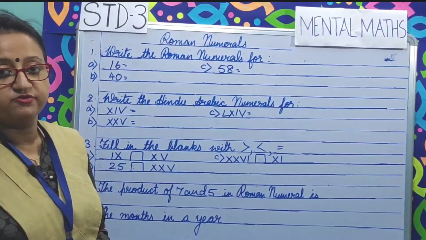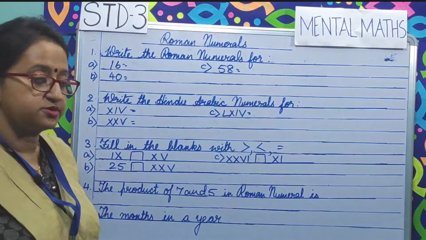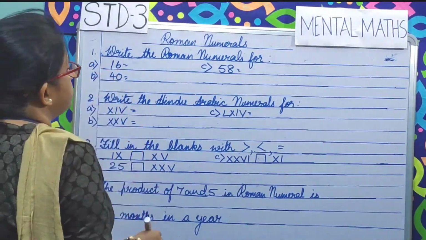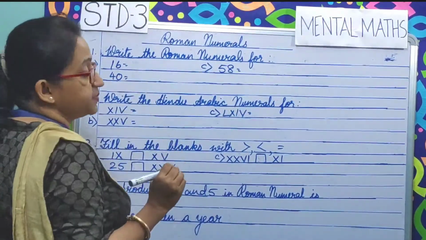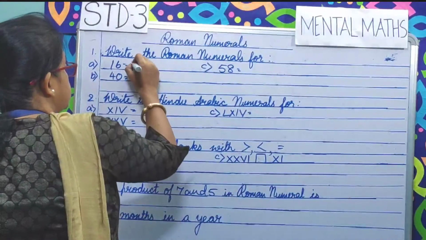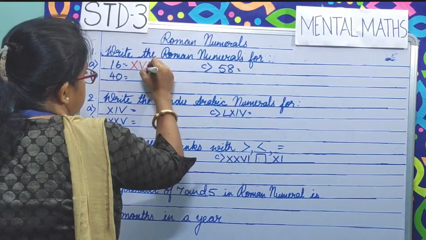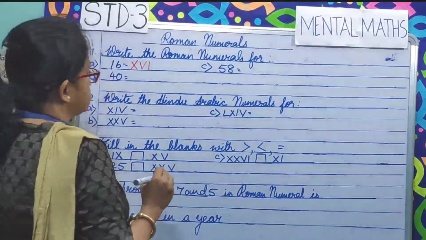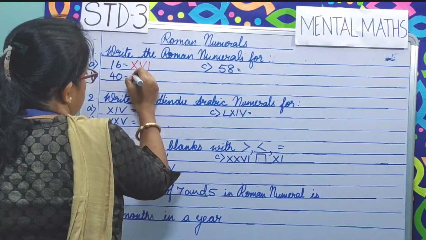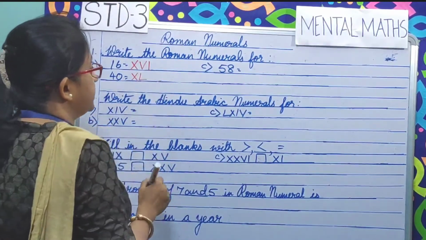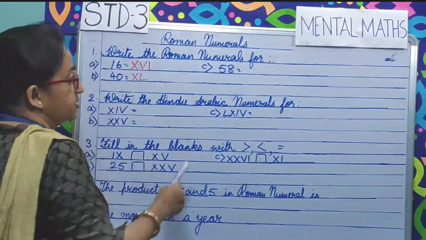Based on the rules we just now learned, let us solve a few exercises on Roman numerals. Question number 1. Write the Roman numerals for 16. 16 means 10 plus 6. That equals X, which represents 10, plus V plus I equals 16. 40. How do we write 40? XL. Why XL? L represents 50 minus 10, that makes it 40.